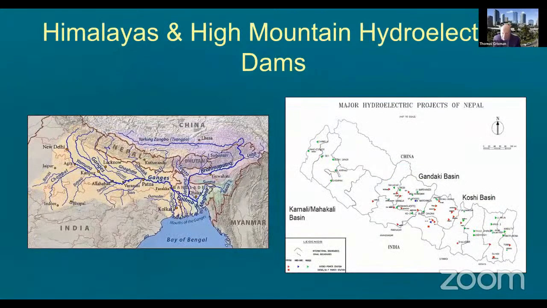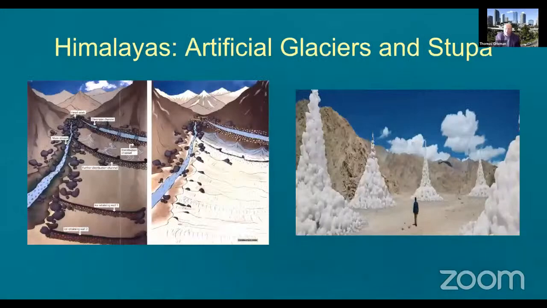The next place, the last example I'll talk about, are the Himalayas and the high mountain areas of there. It's the source of the Ganges, it's the source of the Brahmaputra. And it's interesting that Nepal made a lot of money by having a whole series of dams right below these glaciers where they are able to produce hydroelectric and sell it to India. Unfortunately, the glaciers are melting rapidly and we're in trouble.